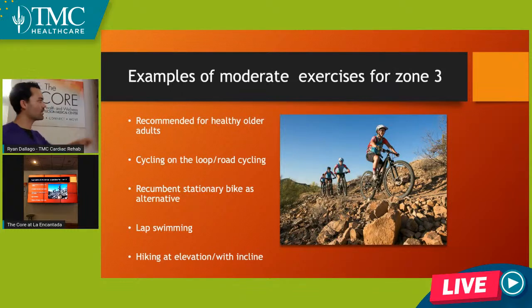This is taken at Sweetwater Trails over on the west side of Tucson. This is going to be a great example for zone 3. This is recommended for healthy older adults. Cycling on the loop, like I said earlier, road cycling, great examples of zone 3. If that's not going to be an option for you, I did want to include recumbent stationary bikes as an alternative. Lap swimming is a great zone 3 exercise, as well as hiking at elevation.